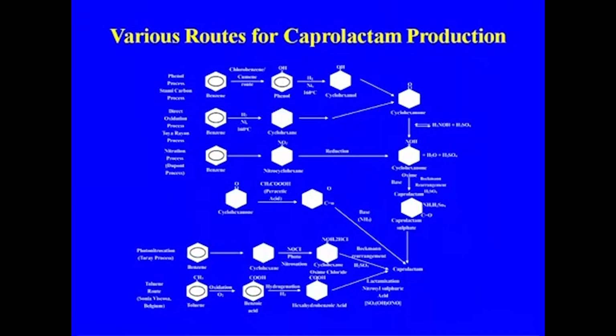So, as I told you, there are various routes, but finally the caprolactam in most cases is via the Beckmann rearrangement, and that may be from benzene to phenol, or benzene to cyclohexane, or benzene to nitrocyclohexane, or toluene to benzoic acid. So, these are some of the routes, and similarly in case of Union Carbide, again the cyclohexane, because during the process cyclohexane is converted to cyclohexanone, which is going for the further reaction, and cyclohexanol is also produced, which is recycled in the system.